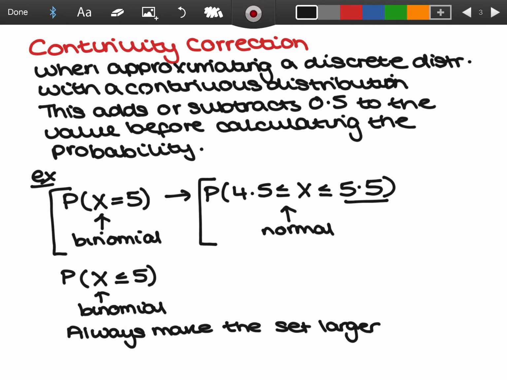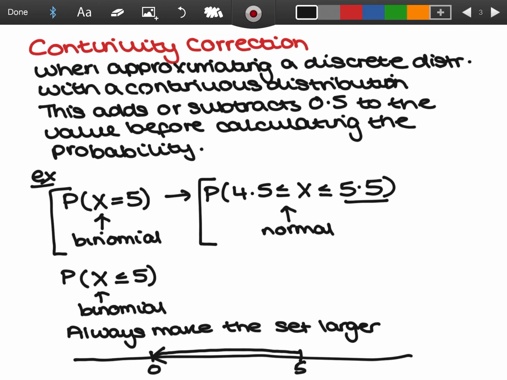If you've got the probability that x is less than or equal to 5, draw yourself a number line. We'll put 0 here, because 0 is the least amount of successes you can have. You can't have less than 0. And 5 is over here. We want the probability that x is less than or equal to 5, so the probability that it can equal any of these values here.